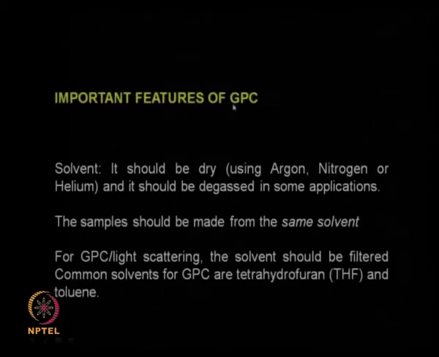So what are the other important features of GPC? Solvent is the most important component in my GPC. It should be dry, so we can use argon, nitrogen or helium, and again it should be degassed in some applications. Sample and the continuous phase solvent should be made from the same material actually. We use a light scattering type of detector. The solvent should be filtered. Common solvents which we use are tetrahydrofuran, that is THF, or toluene.